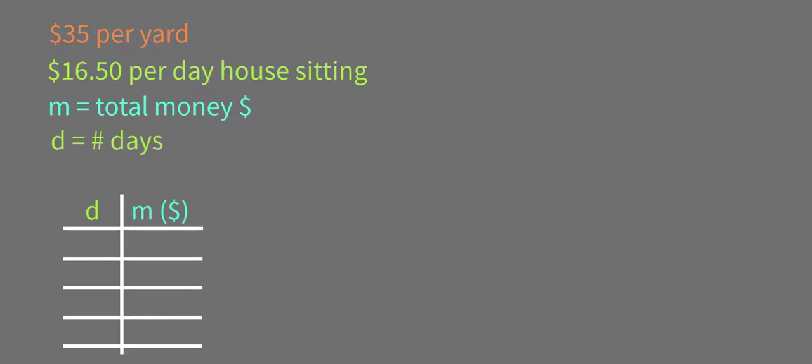So let's go ahead and write our equation first. Because it's $35 for mowing a yard and we're only mowing once, that's going to be our initial amount because he's only mowing it once. So we have plus 35 out here. We know that's going to be part of our equation. We're going to be adding $35 because he's mowing a yard once.